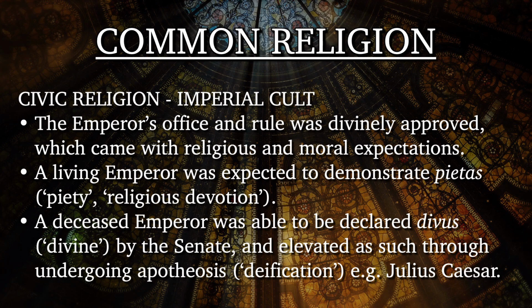A deceased emperor, on the other hand, as I mentioned way back at the beginning, but covering it here now, was eligible to be declared divus or divius, from the Latin, to be divine. And this was a declaration by the Senate, right? It was done through undergoing what's called apotheosis, which simply means deification. This is what happened to Julius Caesar. That's where this divine entanglement with the emperors themselves comes from. Julius Caesar was deified posthumously.